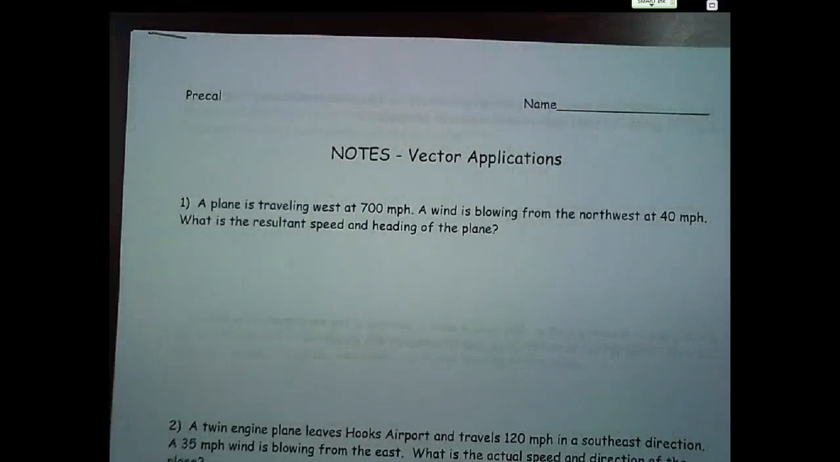To start off with today's notes, they're vector applications. We're still talking about vectors. Before I start, though, I want to remind you of a concept we've already studied, because we're going to need it today. You don't have to write this down. I just want to show you this really quick.